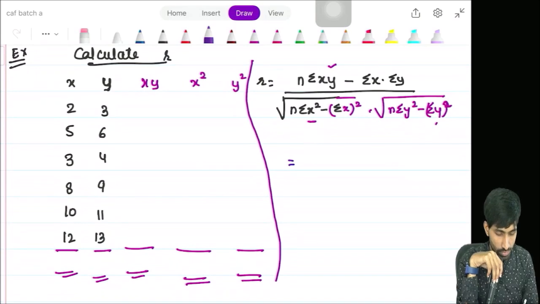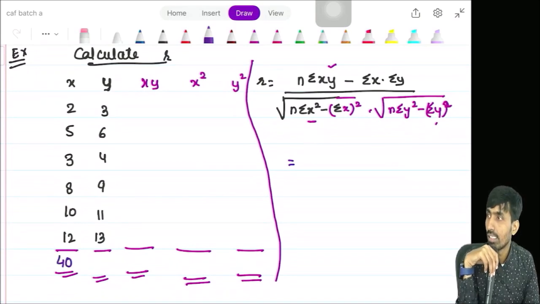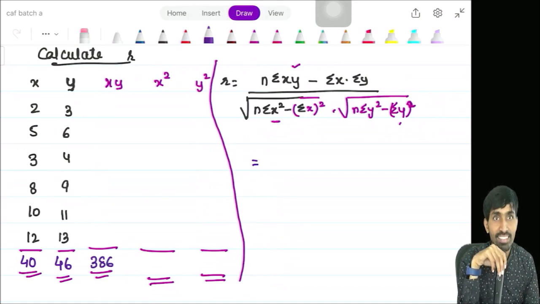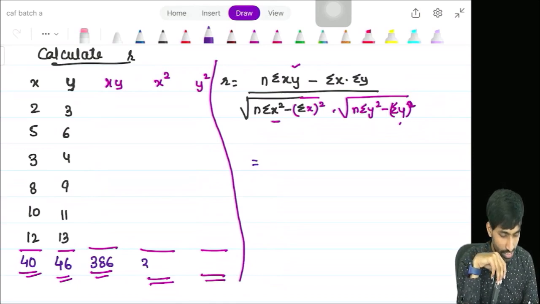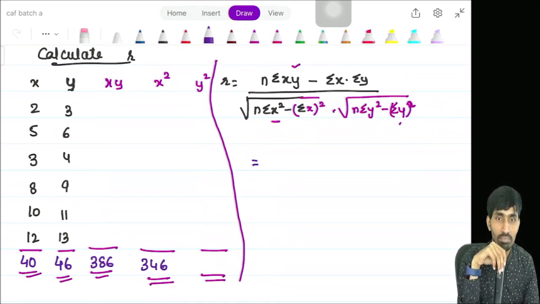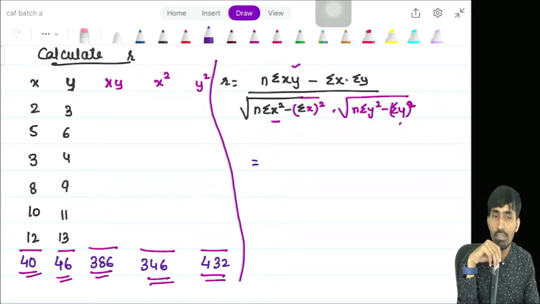Summation x is how much? 40. Summation y? 46. xy? You people are super fast. X square summation? 346. Wow. Y square summation? 432. Now I can apply the formula, yes or no? Come on, apply the formula. Give me the answer.